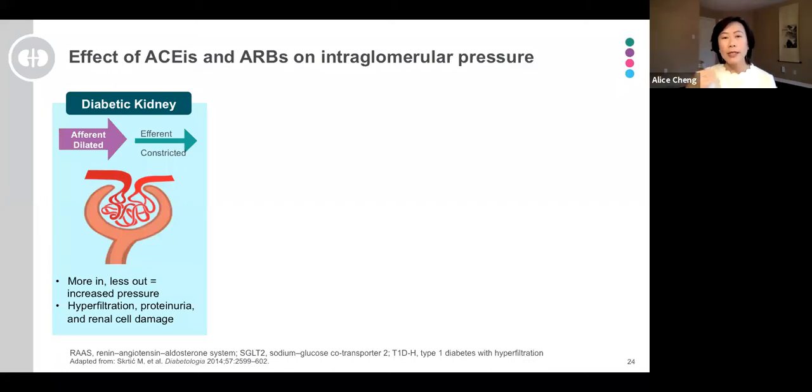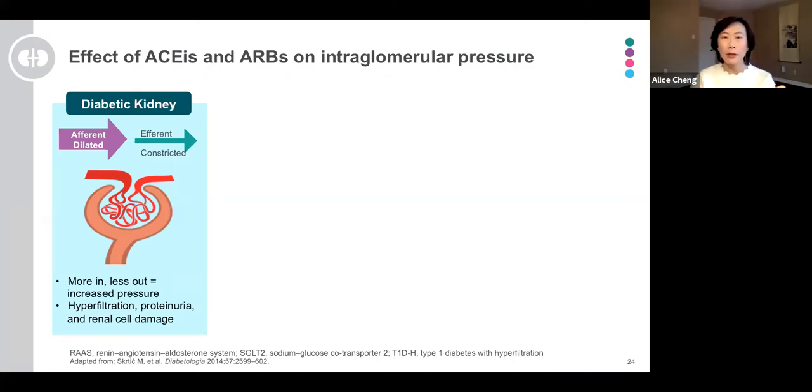So we're going to take a step back and think about how to protect the kidney. One of the ways to protect the kidney is to maintain the lifespan of each nephron. Within the nephron, you have a glomerulus, which is sort of a sac of blood vessels. In order to maintain that glomerulus, you want to reduce the intraglomerular pressure. If there's less pressure in that sac of blood vessels, there's less chance that those blood vessels will be damaged.